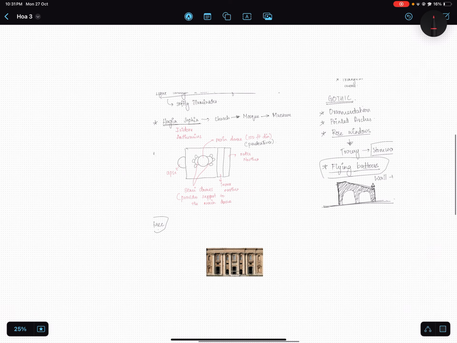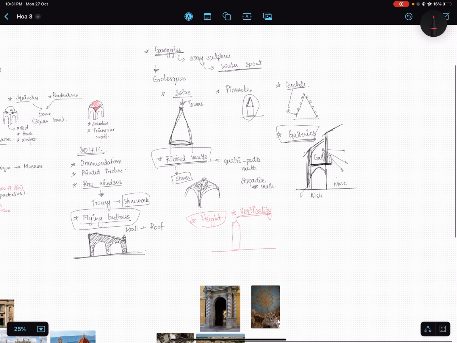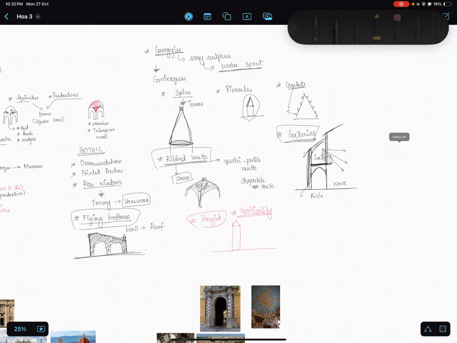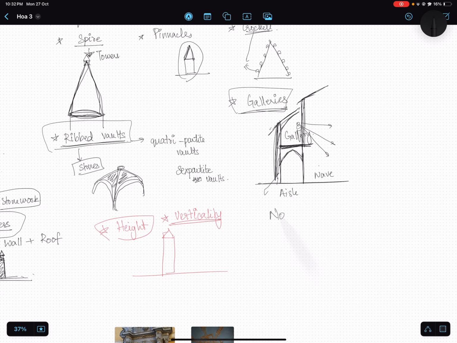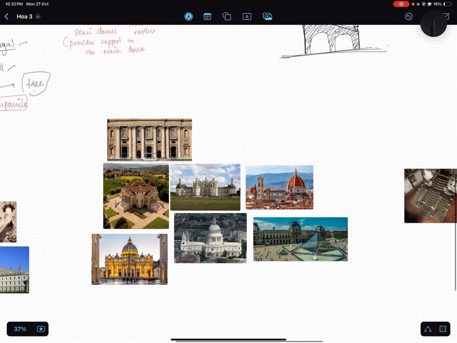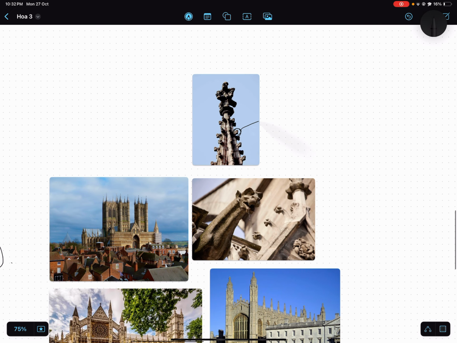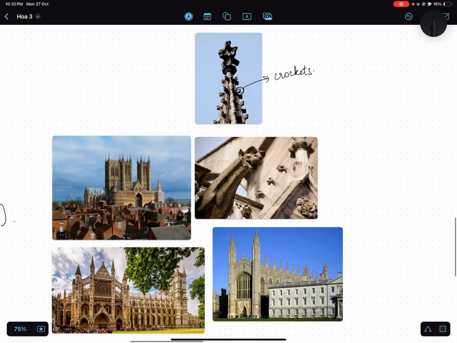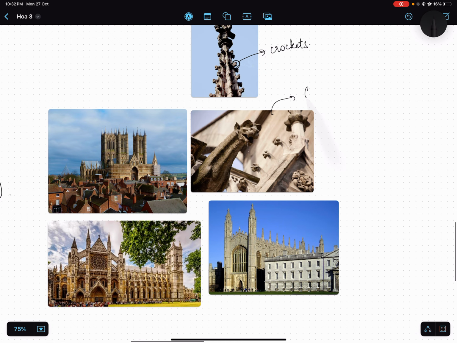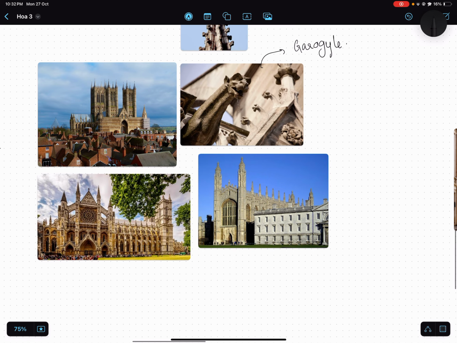Now let's talk about examples of Gothic architecture. The one known example that we all know is Notre Dame. Then let's see other examples. So these are your crockets. This is a gargoyle. And you can see these are pinnacles.